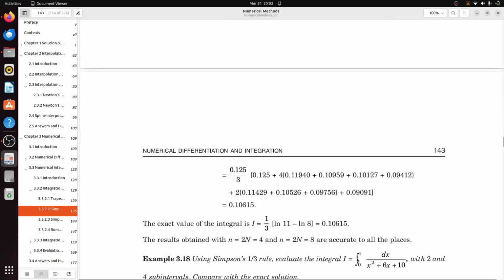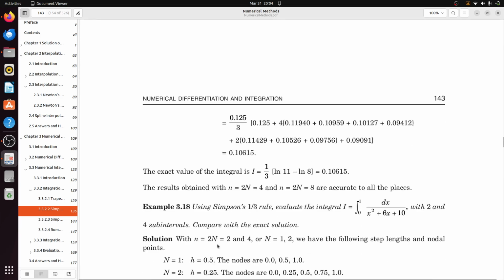Just use Simpson's one-third rule similarly. Evaluate the integral I equal to 0 to 1 dx by x square plus 6x plus 10 with two subintervals. Two subintervals means 0, 0.5 and 1. So your h will be (b minus a) by 6, 1 by 6 into f0 plus 4 into f of half plus f of 1. So just compute it.